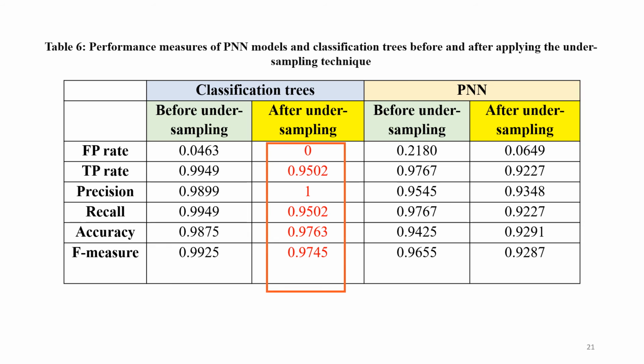Final results are indicated in Table 6. It indicates the performance measurements of the classification tree and the probabilistic neural network before undersampling and after undersampling. The favorable performance measurement values are given by the classification tree with the undersampling technique. However, all the results indicated that they have a higher TP rate, precision, recall, accuracy, F-measure, and a lower FP rate.